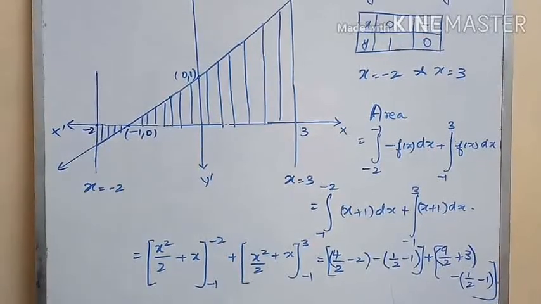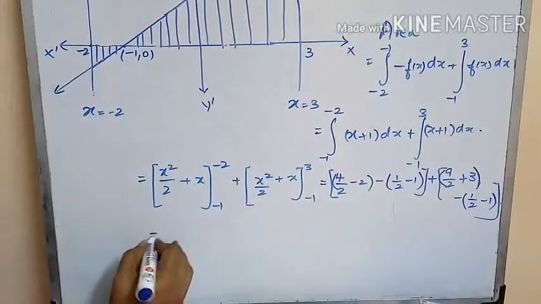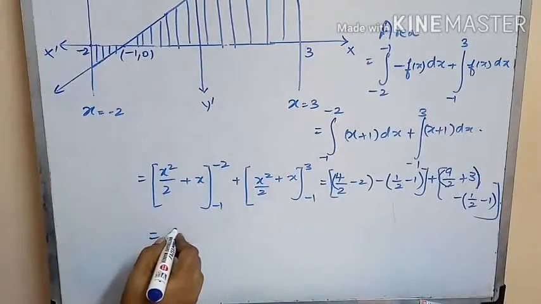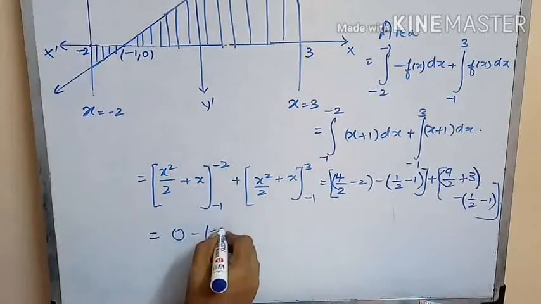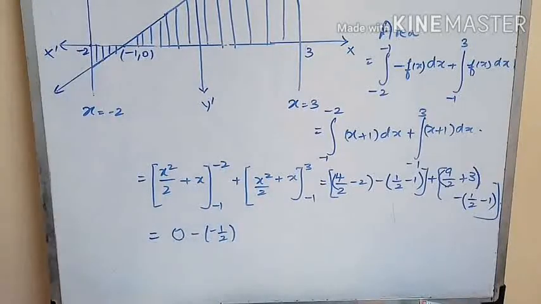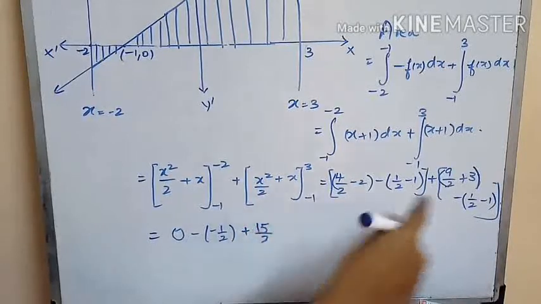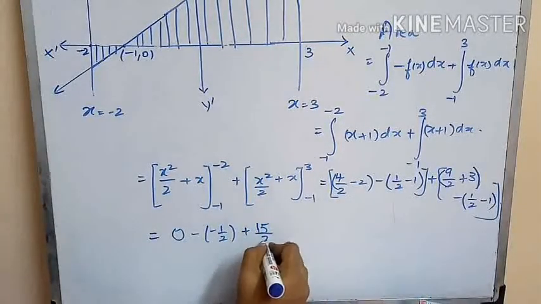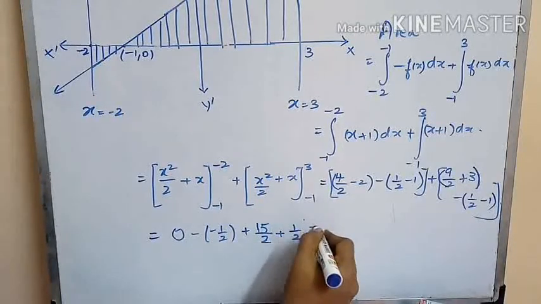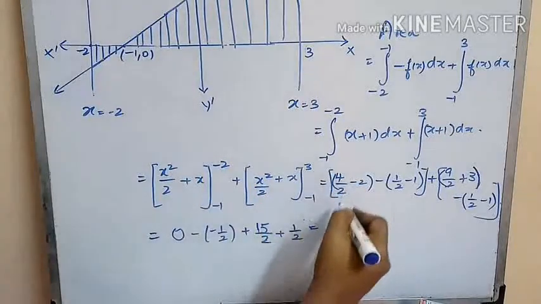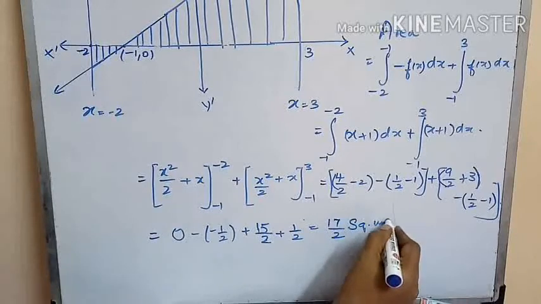So after all simplifications, we get 0 minus half plus 15 by 2 plus half, which is equal to 17 by 2 square units. This is the required area.